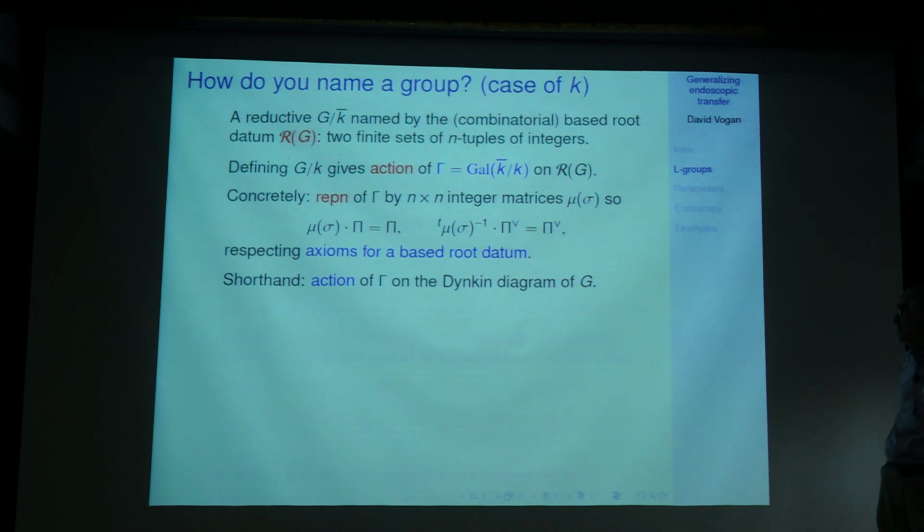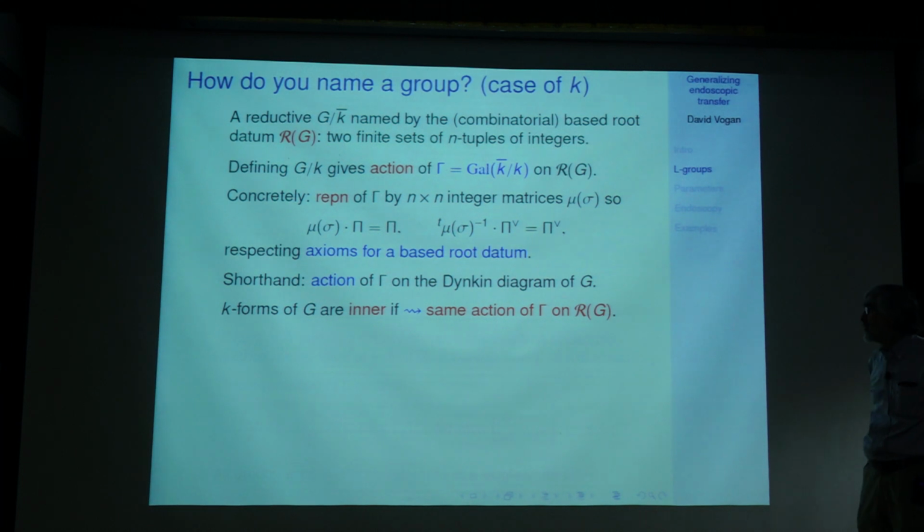To a first approximation, this means you have an action of the Galois group on the Dynkin diagram of G. Two rational forms of G are called inner if they correspond to the same action of the Galois group on the based root datum. So now we've got this really concrete way of partially describing a group over any field: the based root datum and the action of the Galois group on it.